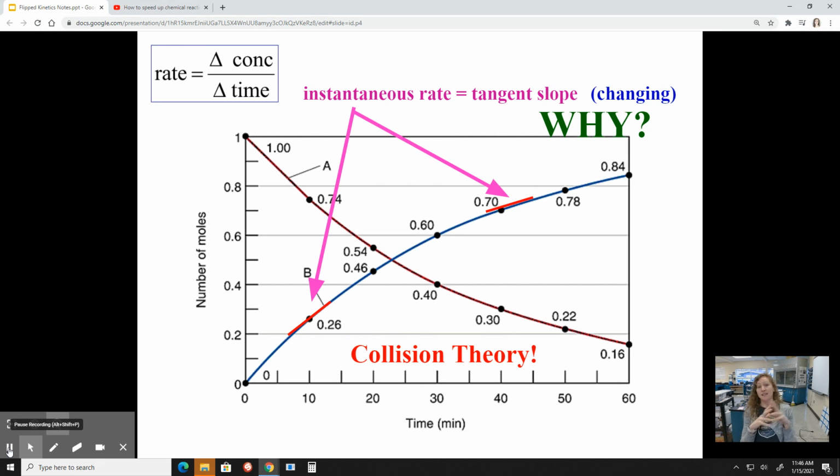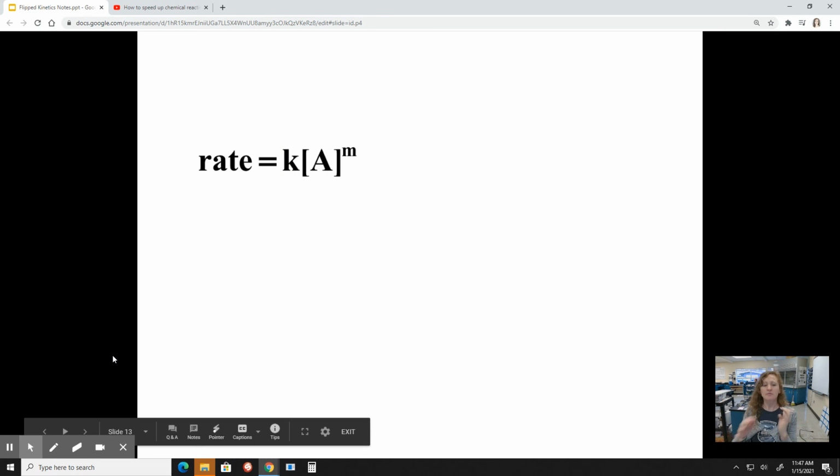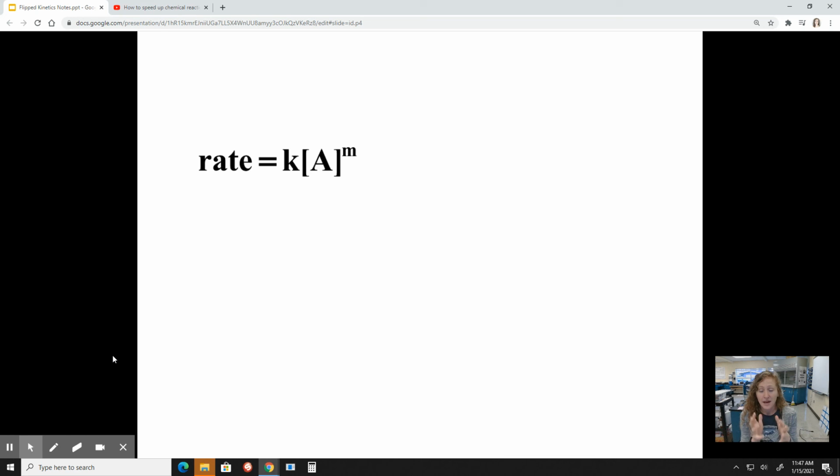Okay, so that's the collision theory and the 5 factors that can speed up or slow down your reaction inside your collision theory. So from this point, now here's a nice little graphic thing about instantaneous rate. We're going to get into our math expression of rate, which is called the rate law. So this is kind of part 2 of chapter 12.